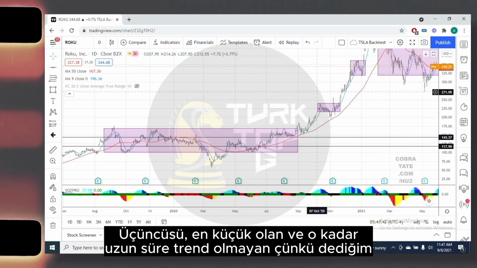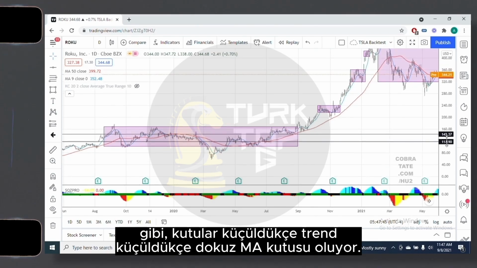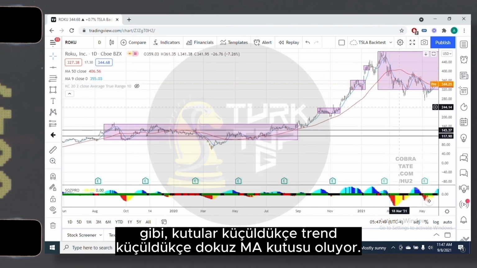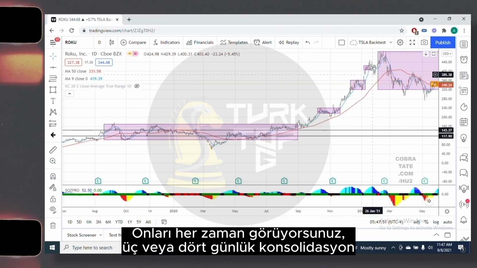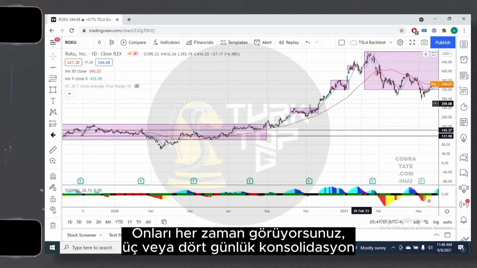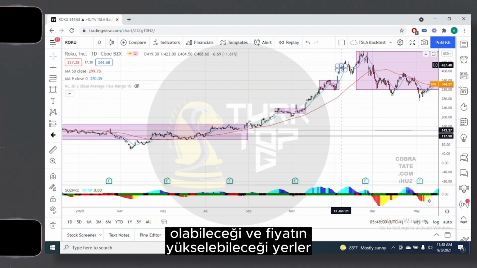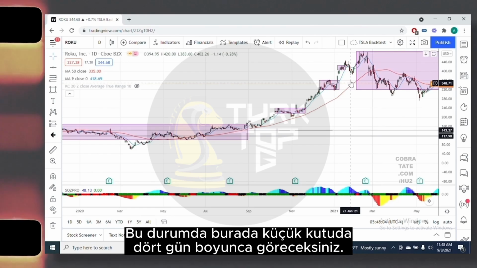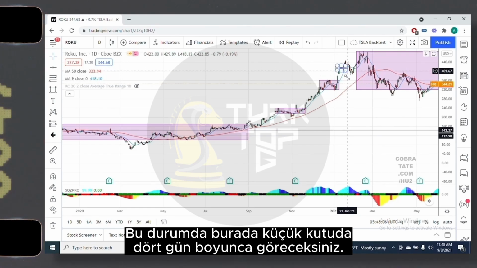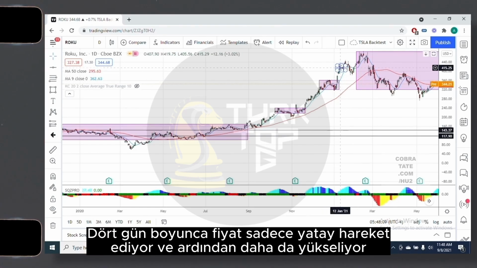The third one, which are the smallest and do not trend for that long, because as I said, smaller the boxes, the smaller the trend, are 9 MA boxes. You see them all the time. They are 3 or 4 days of consolidation where there can be a small pullback or just sideways consolidation and the price breaks higher. In this case, you will see here for 4 days in this small box up here. For 4 days, the price is just moving sideways and then breaks out higher.